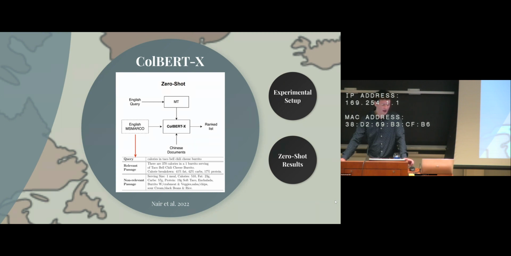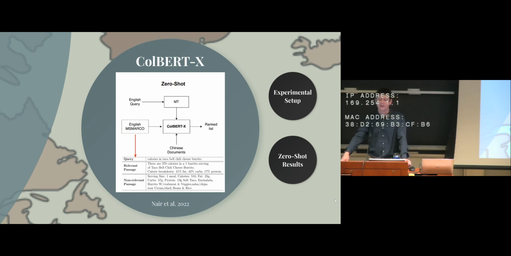So you have this query, calories in Taco Bell chili cheese burrito, right? And then you have a bunch of documents, some that are relevant, like there are 370 calories in the burrito, and some that are non-relevant, which could just be like fat content or something from another sort of document. And all we do is tune this model, same as we were doing before with the MBERT one, just using XLMR.